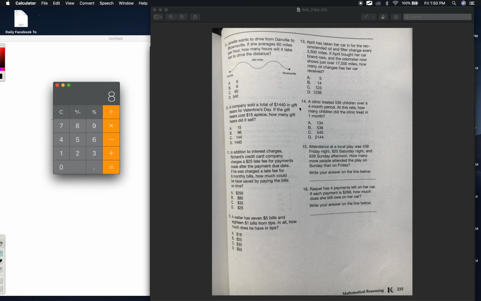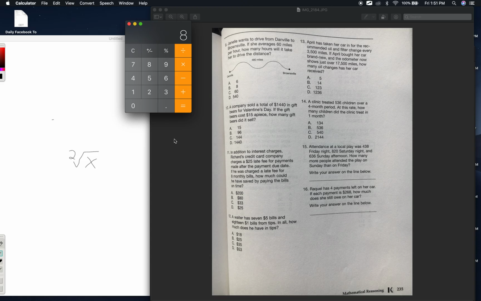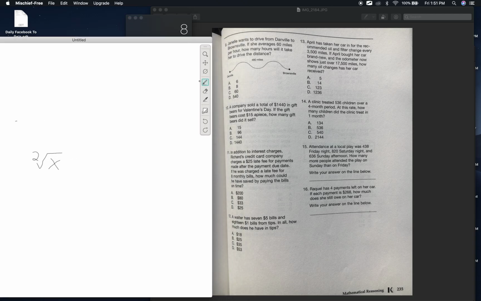Number 10, a company sold a total of 1,440 in gift bears for Valentine's Day. If the gift bears cost $15 a piece, how many gift bears did it sell? So let's see, remember the formula for this. We're just going to go over that formula again. So this is the cost formula. So the company sold a total of 1,440. That's the total cost, okay? So we have the total cost, which is C, over, if the gift bears cost $15 a piece, so we have the price per unit, which is R. Okay, I know that's a crappy R. So now we have the missing variable, which is N, which represents the number of units.